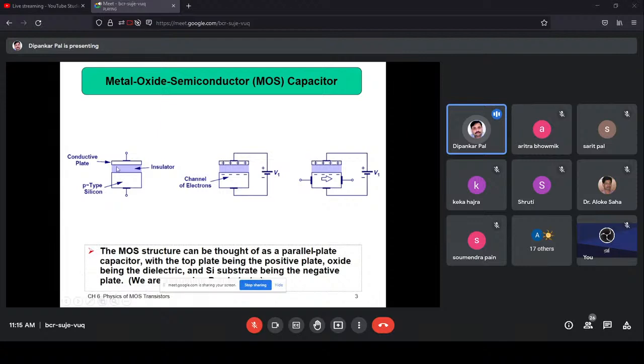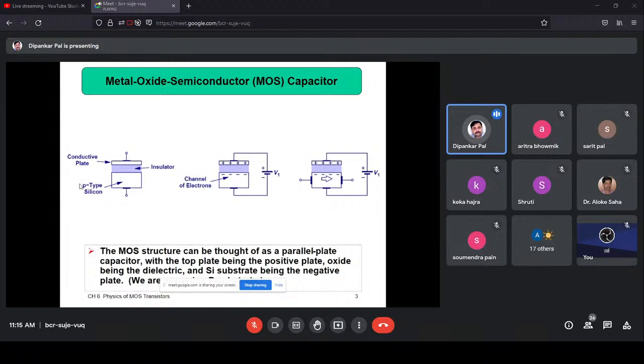So a conducting plate is there on the top. Then you have a p-type semiconductor, and on this side you have one layer, on this side another layer, and in between you have an insulator, which will become a MOS capacitor. Basically here the contact is only the metal. This is basically a polysilicon. Polysilicon is an amorphous form of silicon which behaves almost like a metal. It has a very high conductivity or low resistivity.